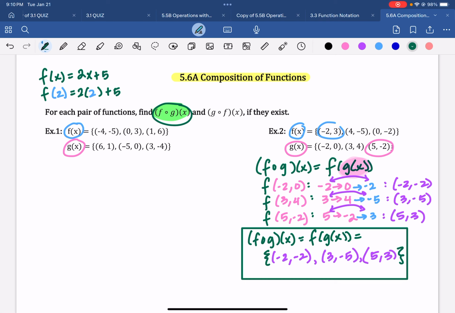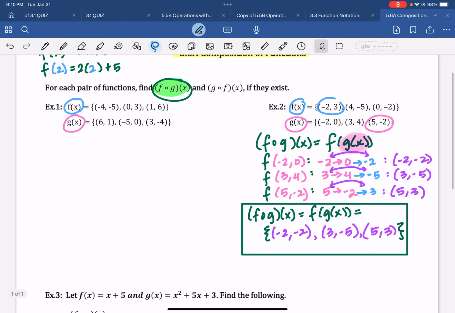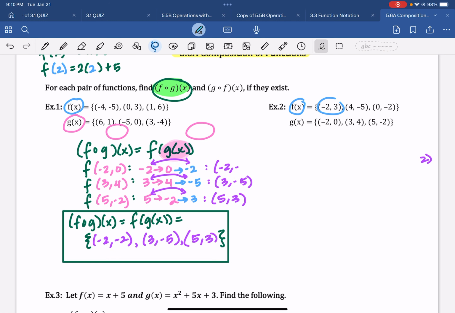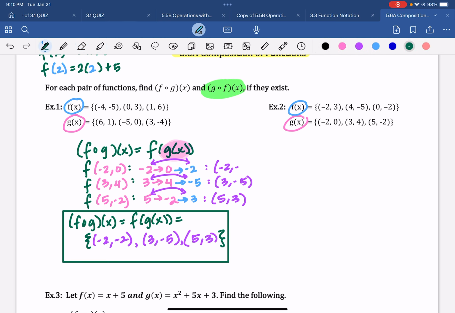And then next we're going to go backwards and go g circle f of x. Scoot this over here. And start again. We got g of x and f of x. This time we're going for g circle f of x. So g circle f of x, which is the same as g of f of x. We start inside and work our way out. So the inside is f of x. We're going to put that inside of g.